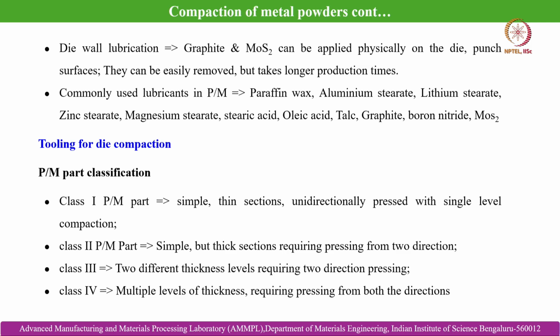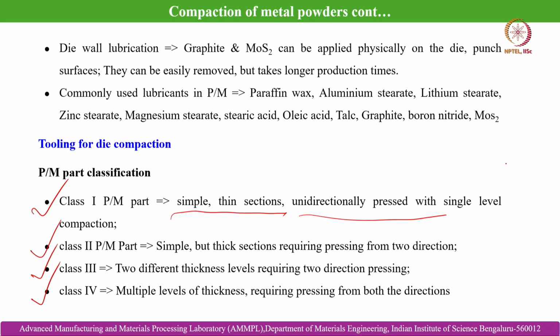Based on the part geometry and dimensional attributes at different sections of the part, we can classify powder metallurgy parts into 4 classes: class 1, class 2, class 3, class 4. Class 1 deals with simple thin sections. Unidirectional pressing is enough to develop class 1 parts. Class 2 parts are simple, but have thick sections requiring pressing from 2 directions.